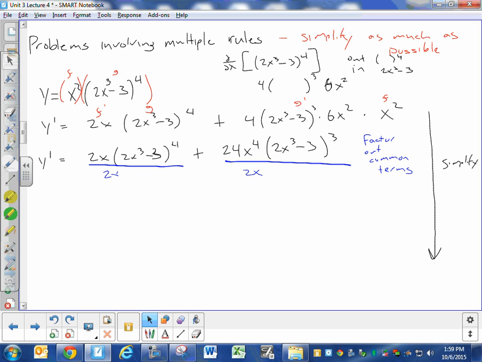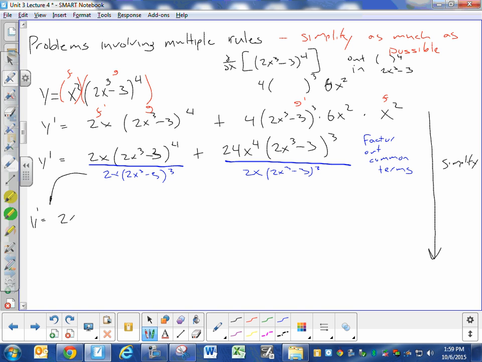But they also share in common a (2x cubed minus 3) cubed. This has 4 of them. This has 3 of them. I can pull out a (2x cubed minus 3) cubed. And sometimes it's easy to see if you write factoring out as a division process what your ending product is going to be. You're going to divide out this. So we'll have y prime is equal to 2x times (2x cubed minus 3) cubed. That's what's been divided out.